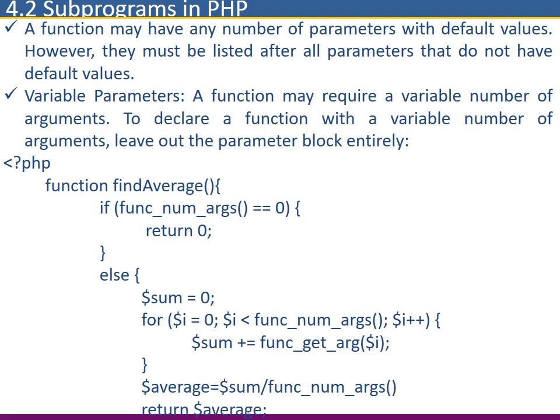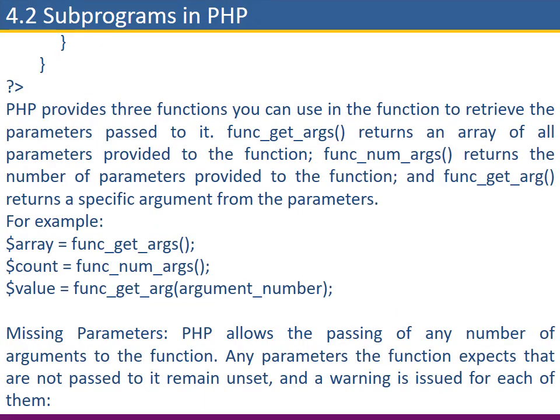Later we add them up using func_num_args, and inside the bracket we have the dollar sign i. We divide the total by the number of arguments to find the average. So that is what the code example is talking about.